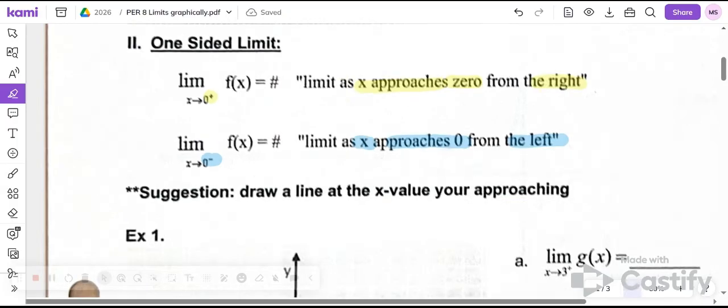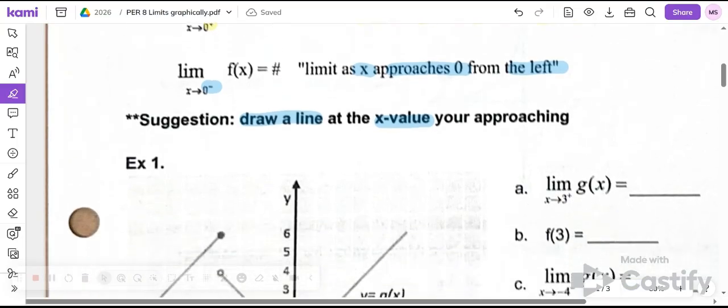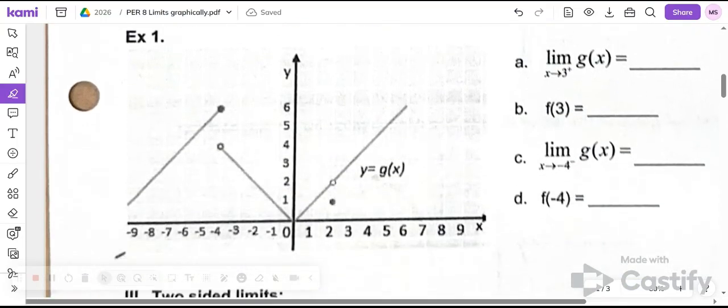Graphically, and I will do this with you guys, I always like to draw a line at that x value because it will separate your graph into a left side and a right side, and it makes it so much easier. Ready? All right, so let's look at our first graph.